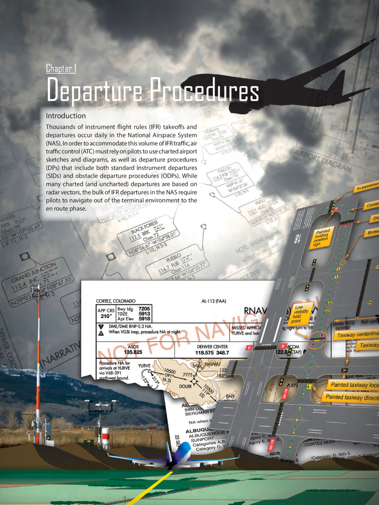airport sketches and diagrams, as well as departure procedures (DPs), that include both standard instrument departures, SIDs, and obstacle departure procedures, ODPs. While many charted, and uncharted, departures are based on radar vectors, the bulk of IFR departures in the NAS require pilots to navigate out of the terminal environment to the en route phase.